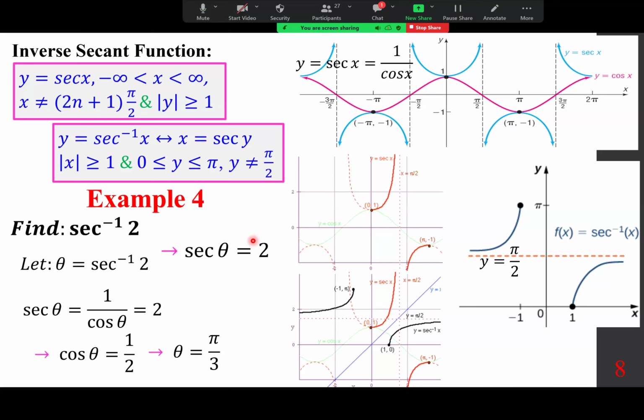So again, pay attention. A quick recap. We restricted, okay, this part, okay, which is this part. And then resulted in the inverse function like so. The vertical asymptotes result in a horizontal asymptote. There is a vertical asymptote here, there is a horizontal.